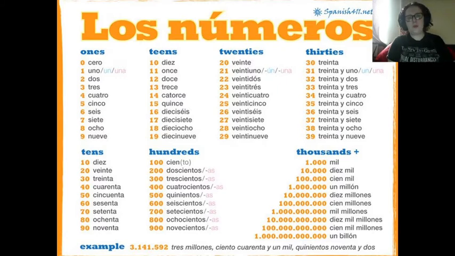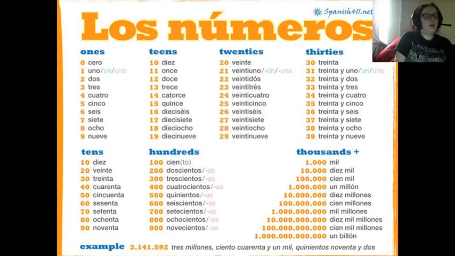So firstly, 21 is literally saying 20 and 1. 22, 23, 24, 25, 26, 27, 28, 29.